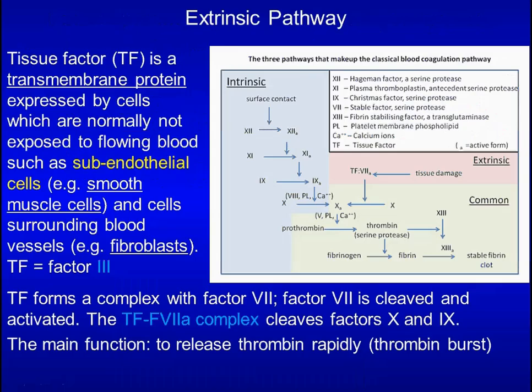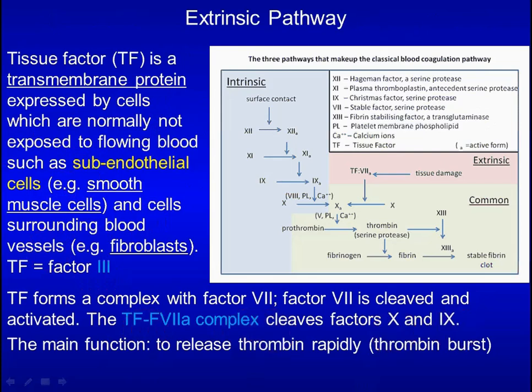The extrinsic pathway involves tissue factor, factor 7 complex. Tissue factor is also known as factor 3. It is a transmembrane protein expressed by cells which are normally not exposed to flowing blood, such as subendothelial cells and cells surrounding blood vessels. Tissue factor, factor 7 complex, cleaves factors 10 and 9.